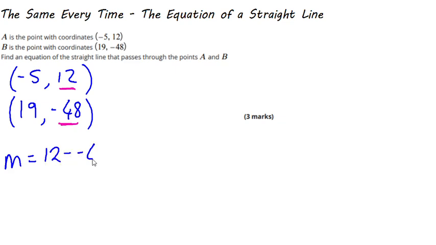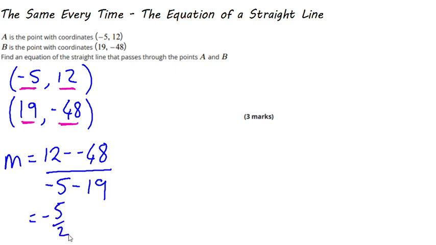12 minus -48, divide by this minus this. So I've got to be careful with these negative signs. -5 minus 19. Type it into your calculator exactly as it looks. Try it now. Use the fraction button. Don't just use a divide by. Use the fraction button. 12, take away -48 over -5, take away 19. And we get -5 over 2 for the gradient.